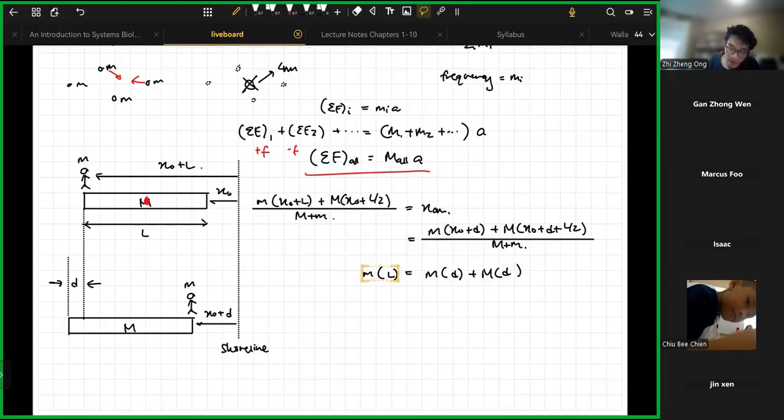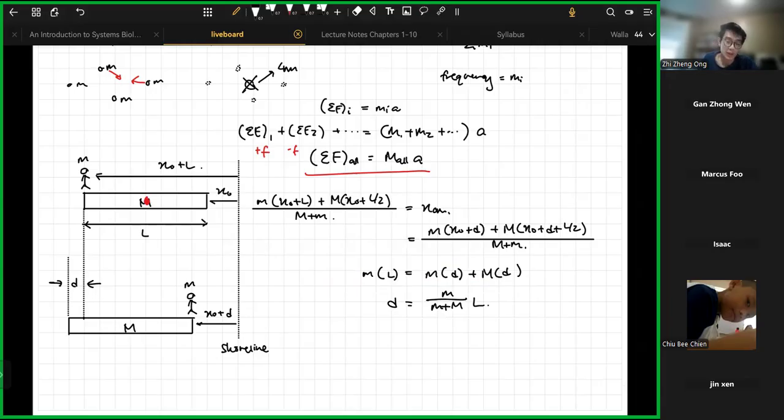Right, I kind of just did all the math right away. I just cancel it on both sides. So finally, you get D is equal to small m over (M plus m) times L. Cool. So that's how you use the idea of center of mass on this kind of problem.